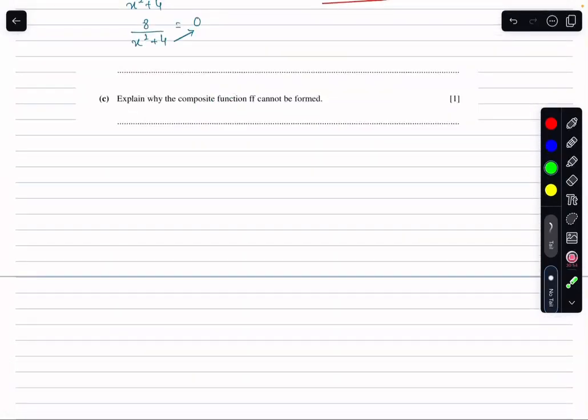Last part of the question says explain why the composite function ff cannot be formed. So for the composite function cannot be formed, we know that a composite function can be formed only if the range of f, the first function, should be within the domain of f, which is the second function in this case, and both of them are the same.